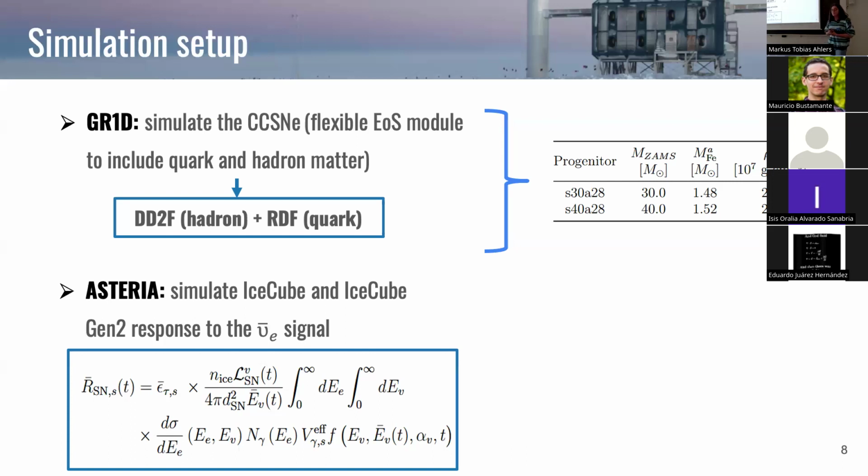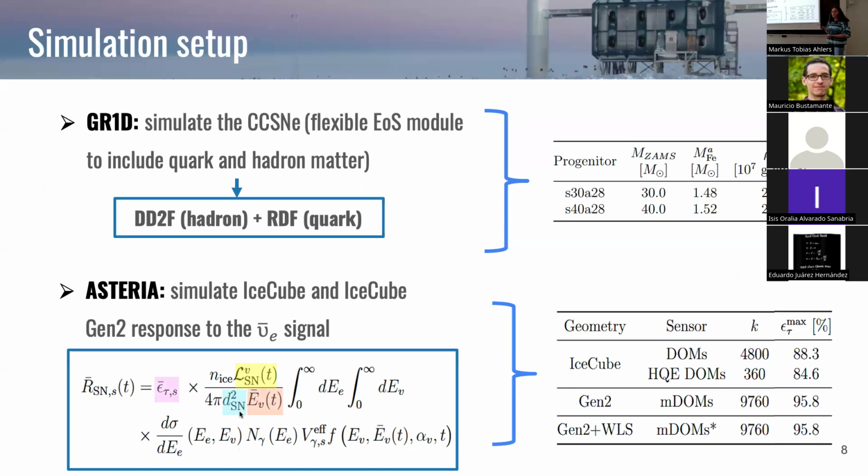Then I use Asteria, a tool for simulating the IceCube and IceCube Gen 2 supernova response. So we are basically measuring how much the flux of neutrinos is going higher, because we cannot measure specific neutrinos at these lower energies. We just measure how much the flux rises. So we have here the detection rate, where we have as important parameters the distance to the supernova, also the luminosity, the mean energy of the neutrinos, and the efficiency of the detectors.